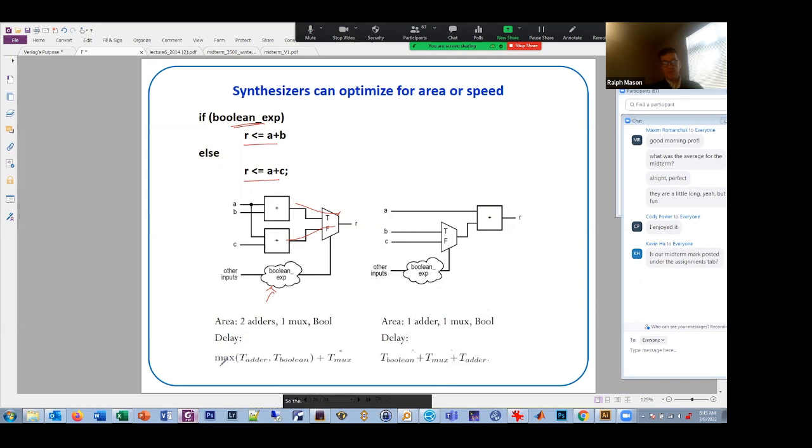So the worst case delay, hold a second, wife downstairs.